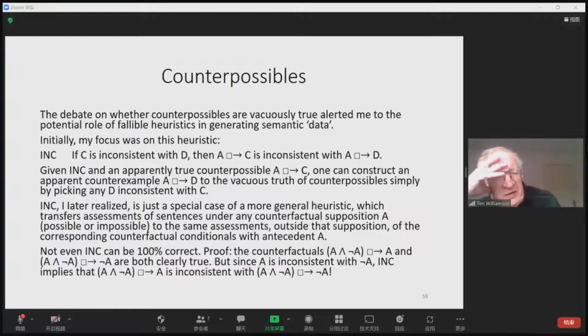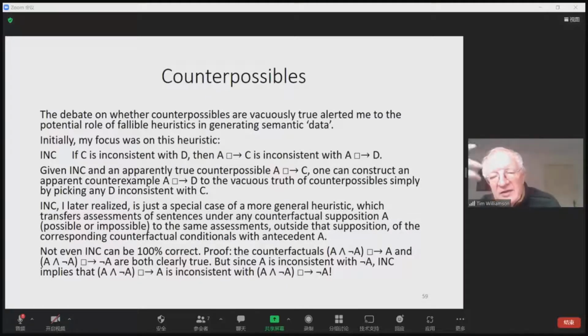But even if you just look at INC, if you don't worry about the more general heuristic, you can actually see that it can't be 100% correct. A simple proof of that is what happens when you look at counterfactuals with a contradiction as the antecedent. A and not A clearly counterfactually implies A, and it also counterfactually implies not A. Those counterfactuals are both clearly true, that a conjunction counterfactually implies its conjuncts.